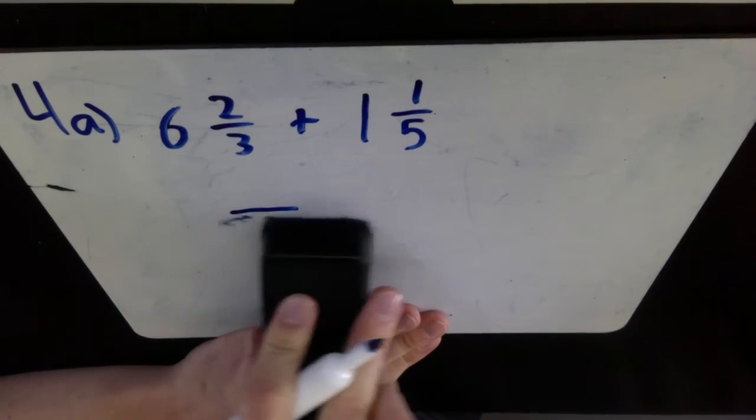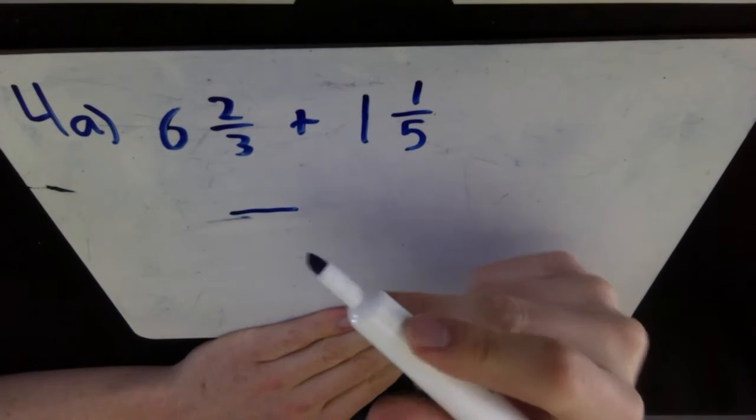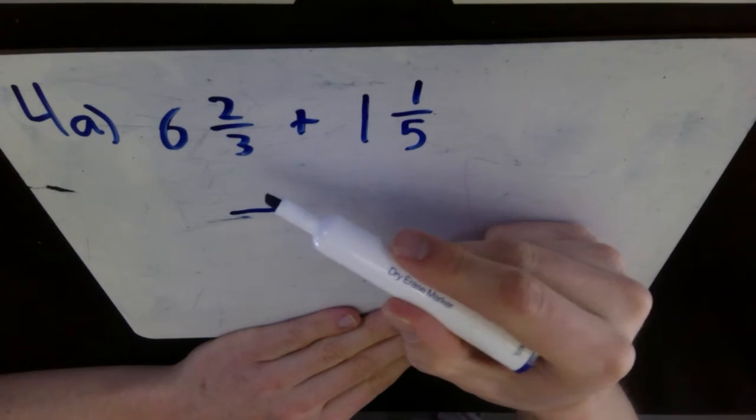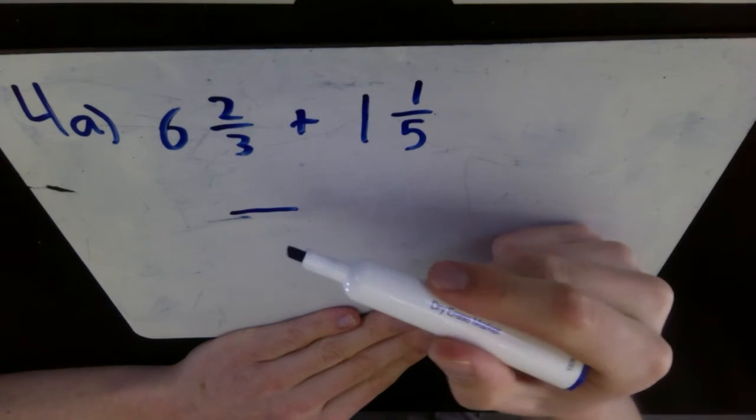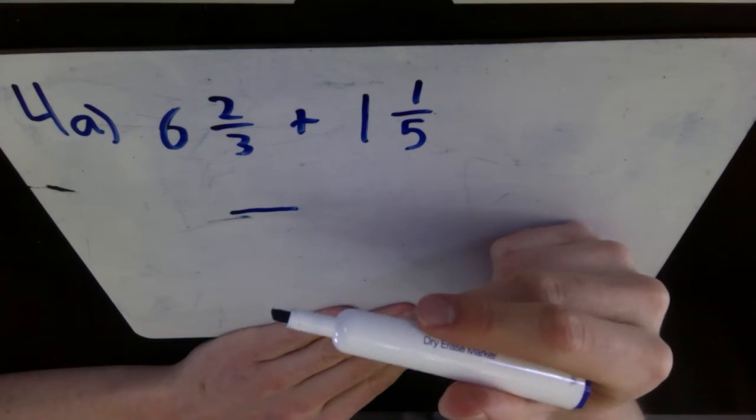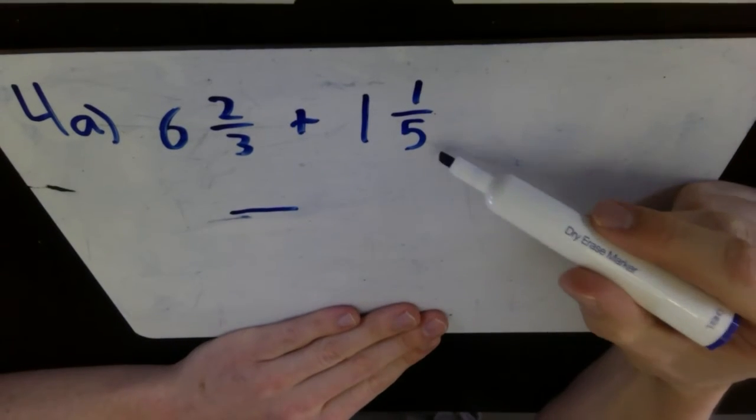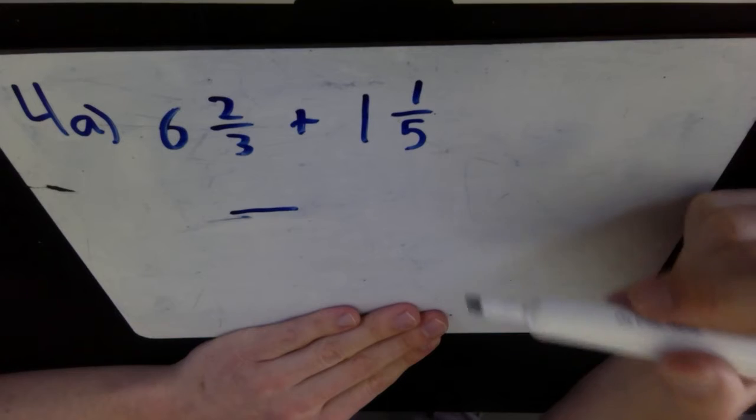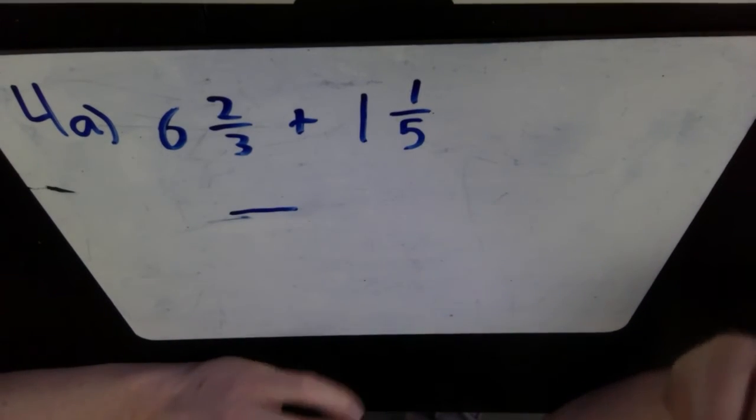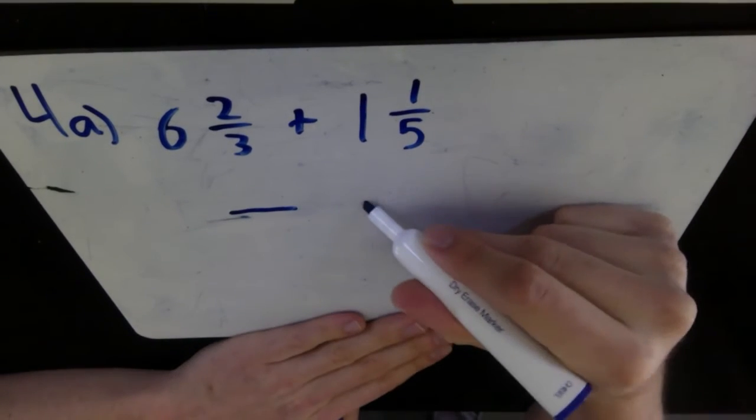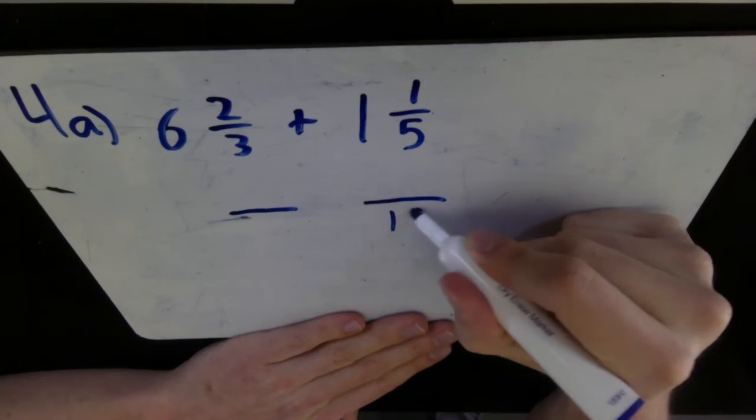To find the common denominator between 3 and 5, remember you're going through your multiples of 3, thinking 3, 6, 9, 12, 15. You're going through your multiples of 5, thinking 5, 10, 15. You're looking for that first common multiple, and in this case it is 15.